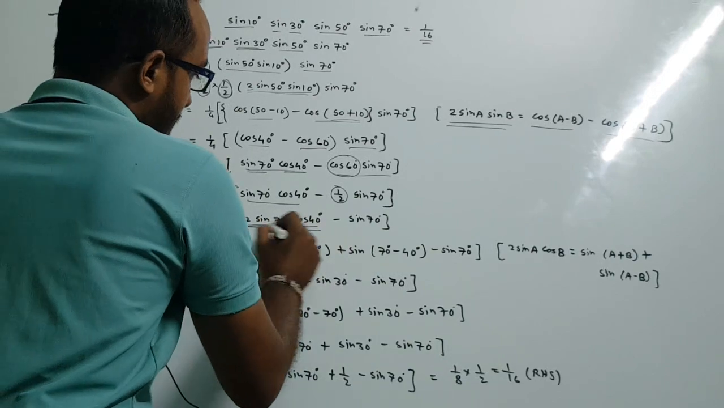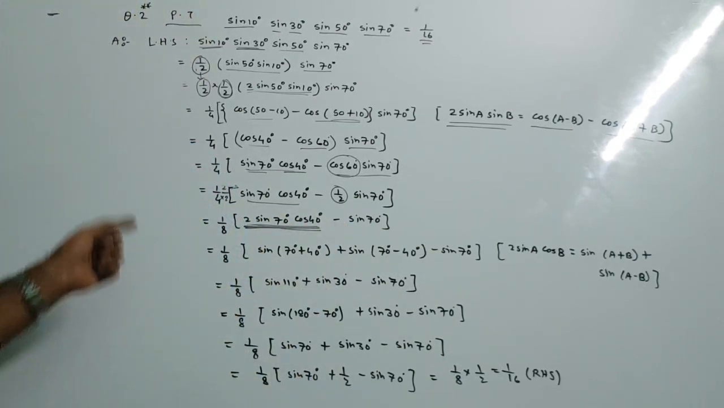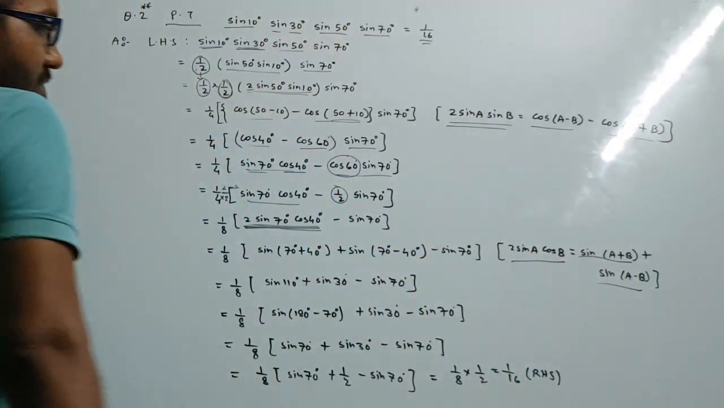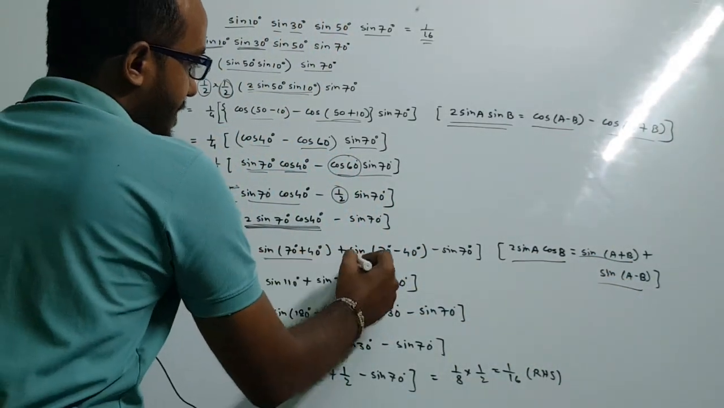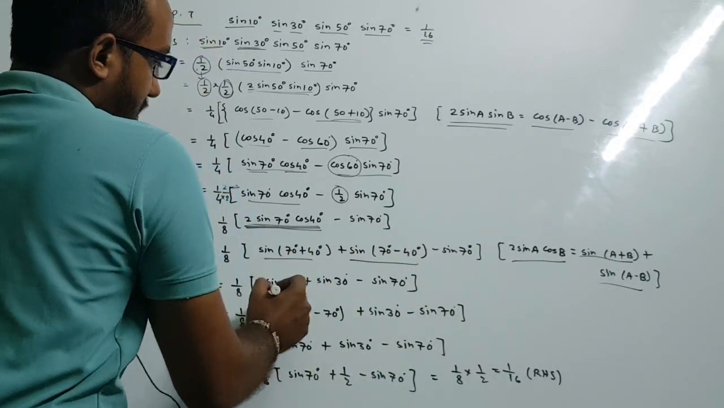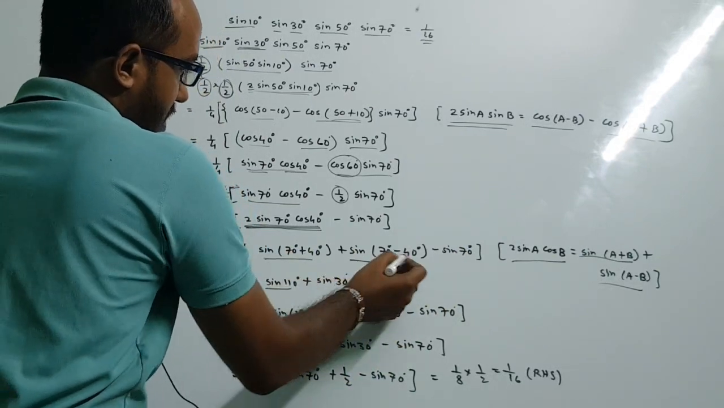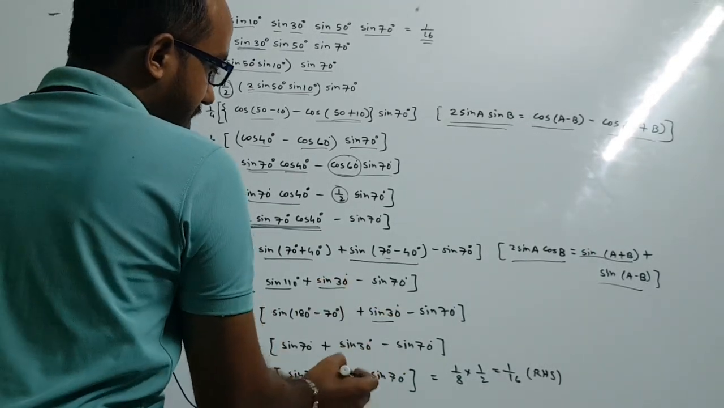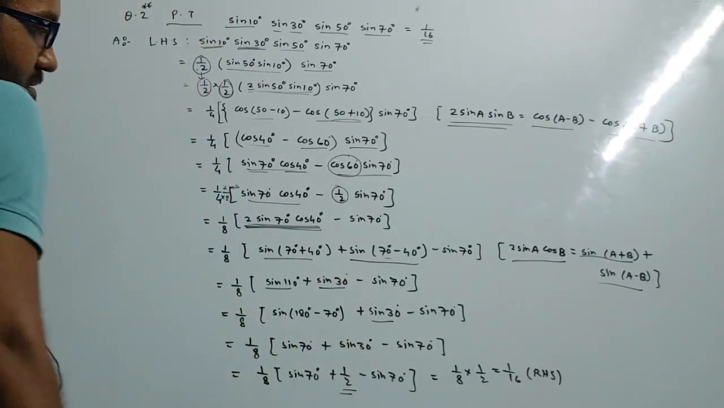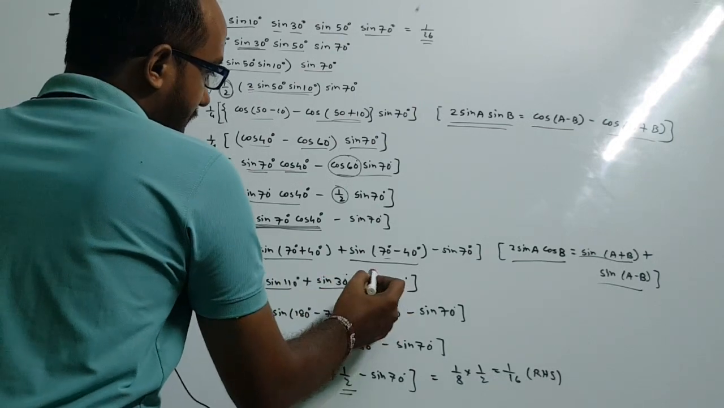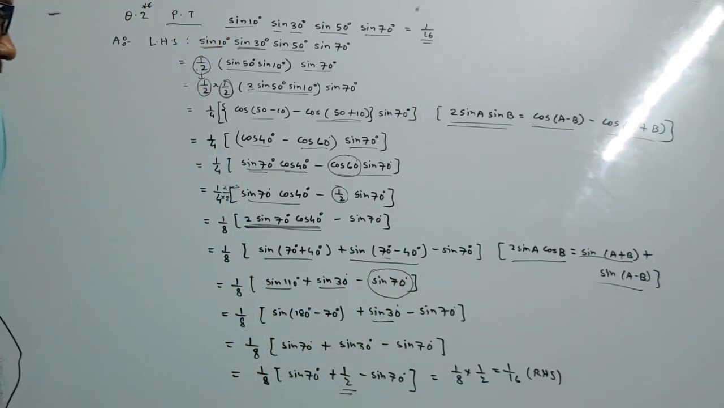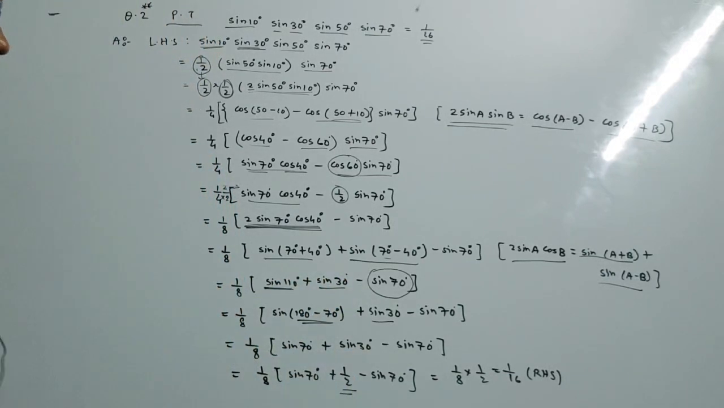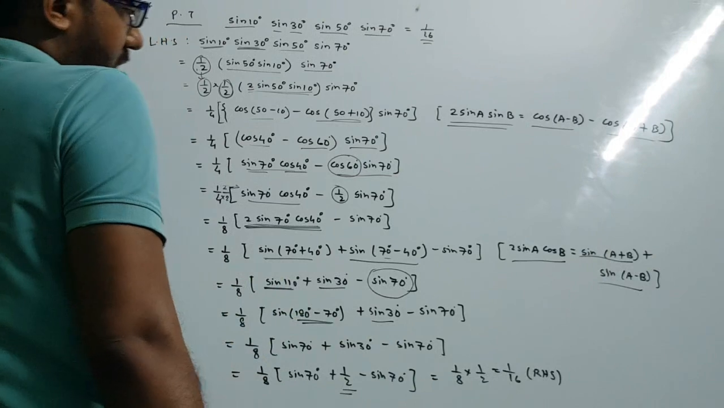Now again we have to apply another formula, 2 sin A cos B. The formula is sin of A plus B plus sin of A minus B. So after addition you will get sin 110, and after subtraction you will get sin 30. You know the value of sin 30, keep it as it is. Now see, we have sin 70 degree here. So can we write sin 110 as 180 minus 70? 180 minus 70 is the same as 110.